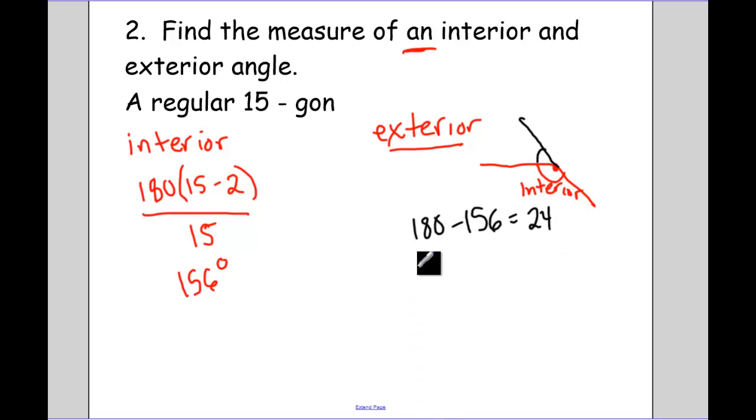Also, what are you doing? You're taking 360 degrees, because that's what they all sum up to, and dividing by the number of sides, or number of vertices. You also get 24. So two different ways of thinking about it.